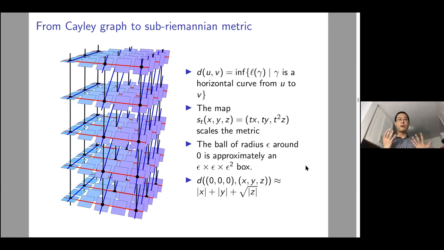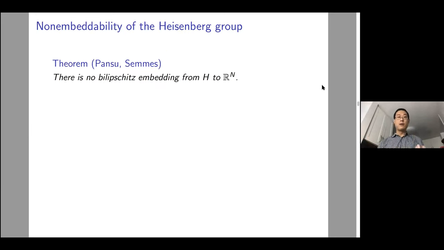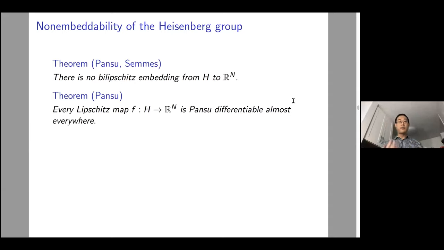If I wanted to draw this group really geometrically accurately, I would want all these vertical line segments to be fractals with Hausdorff dimension 2. And I can't do that in a picture like this. But it's natural to ask, can you do that at all? Is it possible to get a really accurate picture of the Heisenberg group in Euclidean space? Is it possible to find an embedding of the Heisenberg group into Euclidean space that preserves distances, or at least preserves distances up to a constant? It turns out the answer is no. There's a theorem of Pansu and Semmes: there's no bi-Lipschitz embedding from the Heisenberg group into Euclidean space. And this is a consequence of a theorem of Pansu, that every Lipschitz map from the Heisenberg group to R^n is what's called Pansu differentiable almost everywhere.